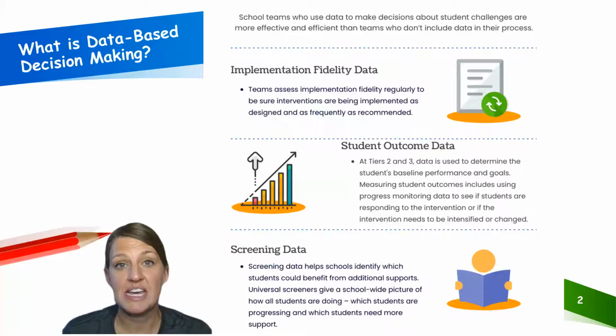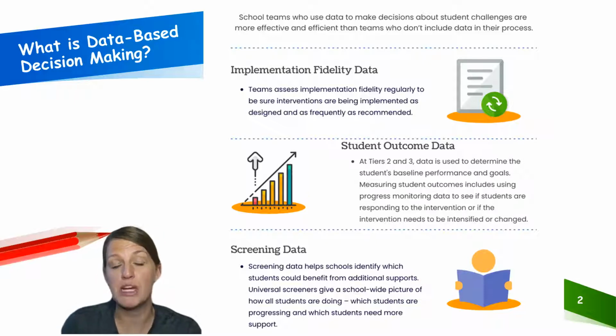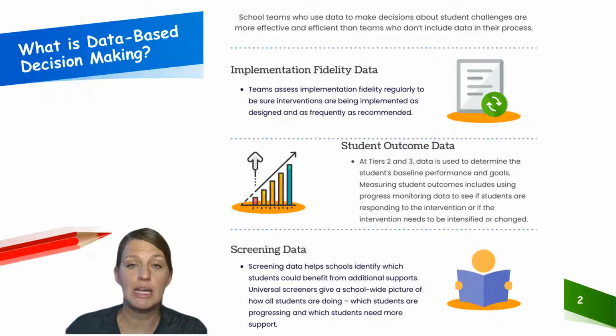So we've talked about database decision making, and we've talked about that problem-solving model. But there are a couple of different types of data that you're going to be evaluating in that team-based database decision making. And so I want to break out and talk about the main three types of data that you're going to be evaluating as you're having team meetings and as you're looking at data. One of the things that you want to be mindful of is your screening data.